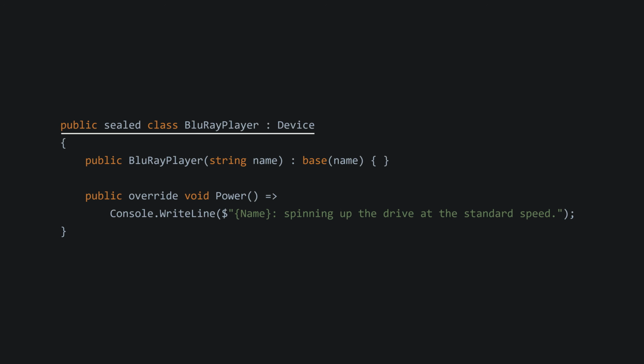BluRayPlayer, marked sealed, right before the class keyword. Nothing else about it changes. Same fields, same override, same behavior when power is called on it. The only difference is what the compiler will now refuse to do.